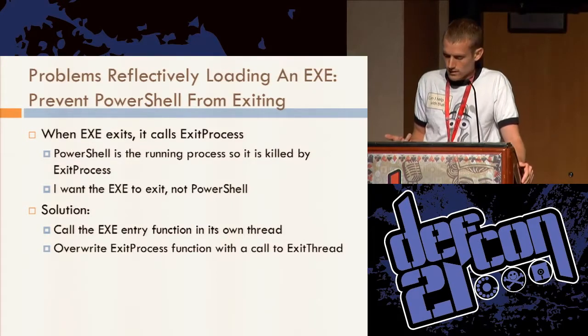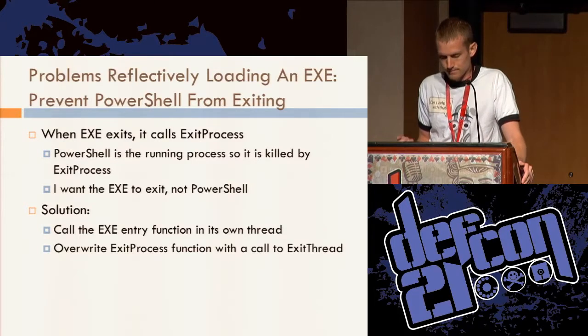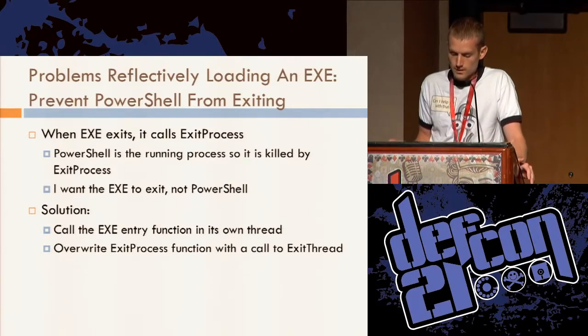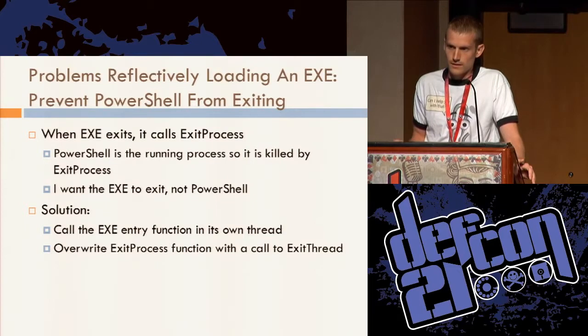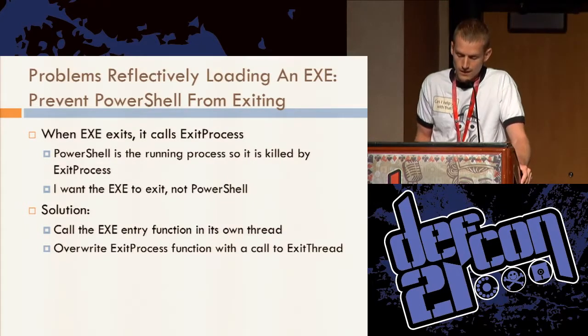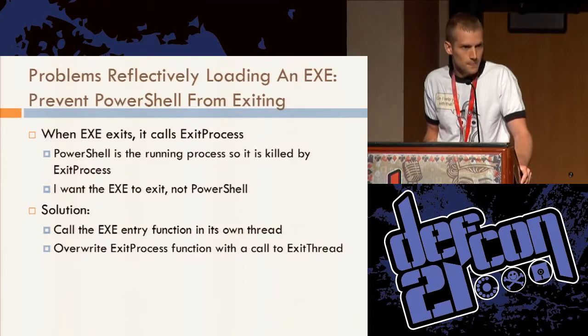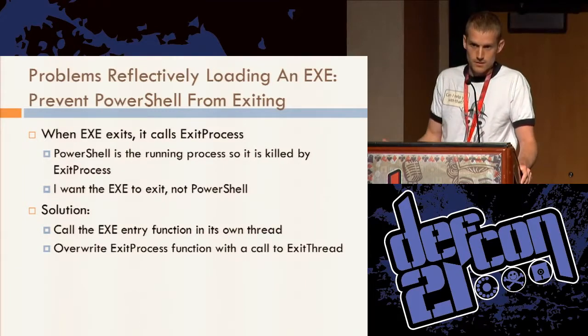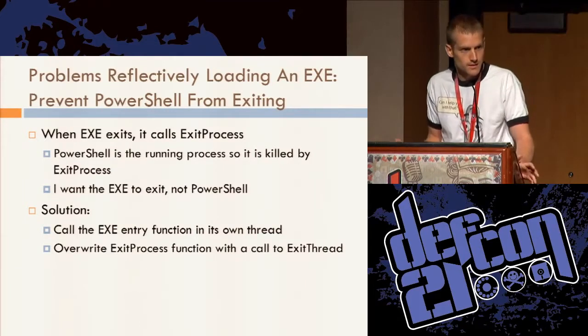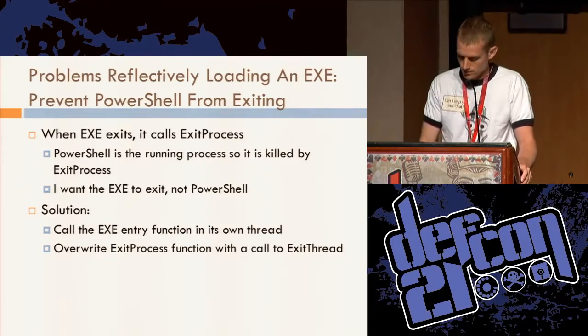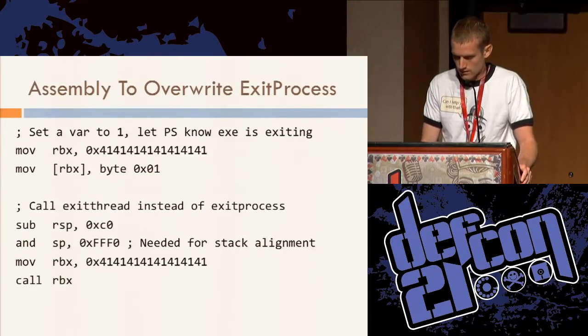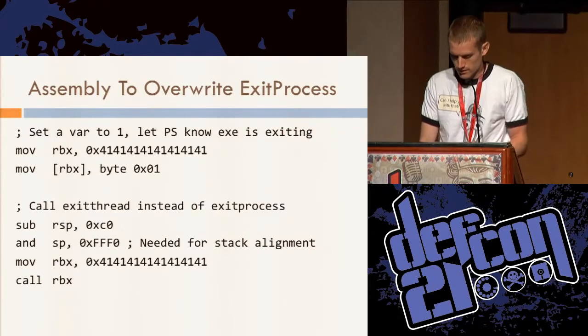And so it turns out there's a pretty easy solution to this. Basically what I do is I call the exe in its own thread, I call its entry function in a new thread, and then you overwrite the ExitProcess function with shellcode that just calls ExitThread instead. And so the exe will start up in its own thread, and then when it's done running, it'll just nicely kill the thread that you provided for it. So it's a really clean solution. And just for reference purposes, I put assembly in here, but we don't actually need to talk about this.